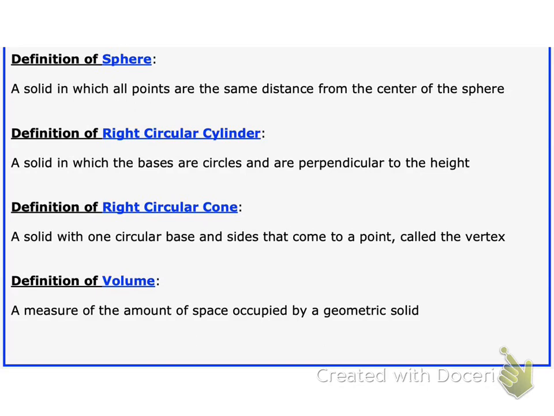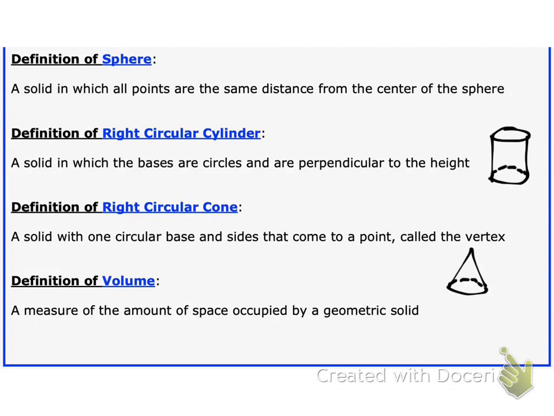A right circular cylinder: a solid in which the bases are circles and are perpendicular to the height. This is like your typical pop can, paper towel roll, anything like that. A right circular cone: a solid with one circular base and sides that come to a point called the vertex. So this would be like your ice cream cone turned upside down.